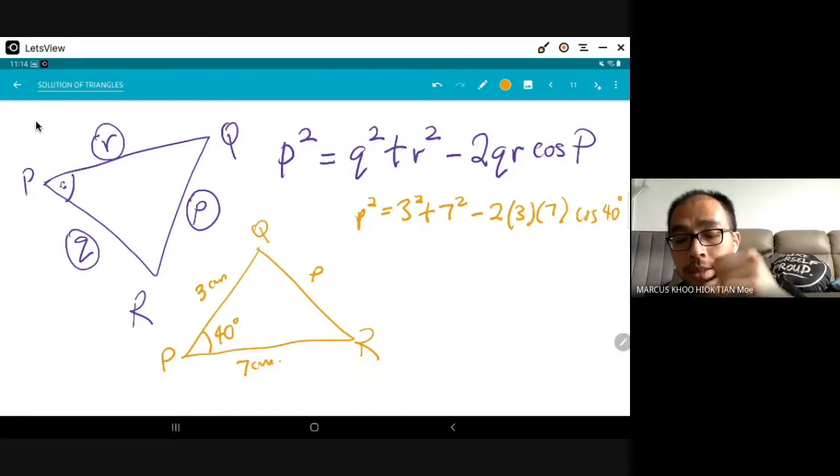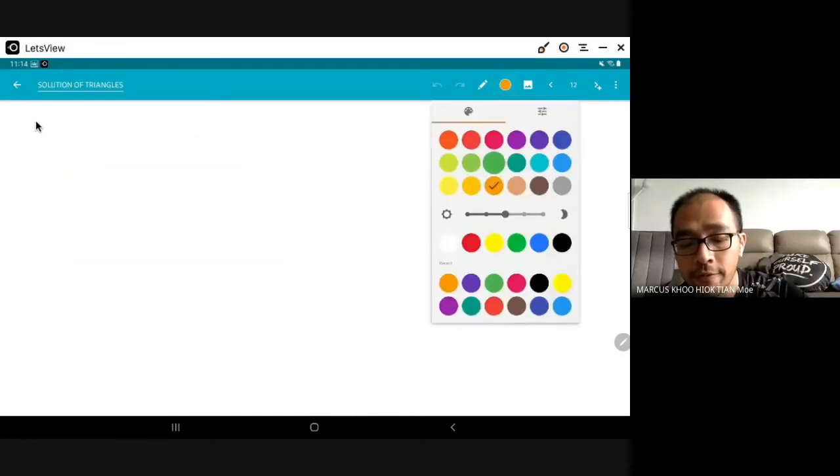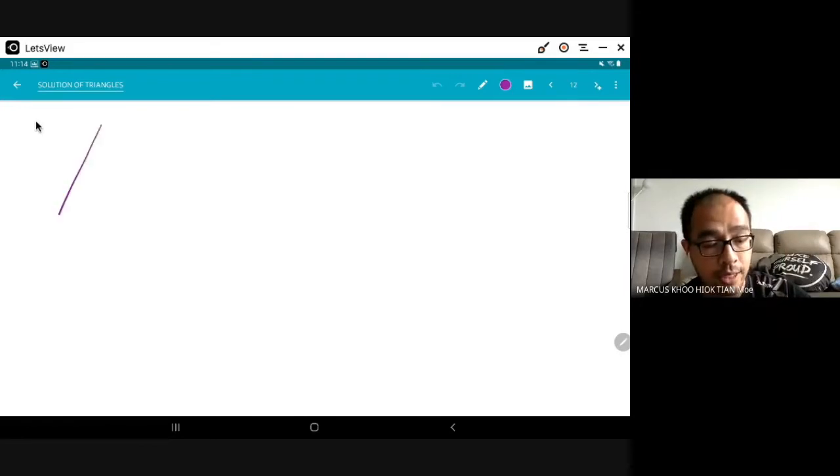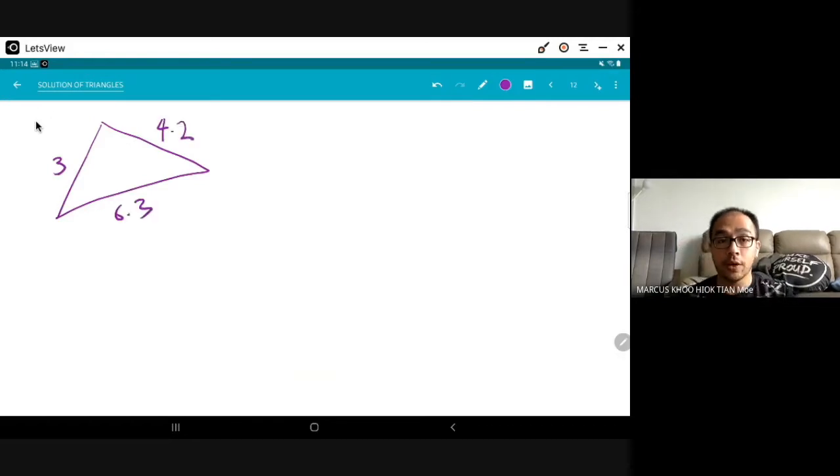Now what about the situation where you have three sides? Let's say, for example, the one that I showed you just now. Let's say this is 3, this is 4.2, and this is 6.3. And I want to find this angle. I'm going to call this angle A. So if this is the angle that I want to find, of course I want cos A.